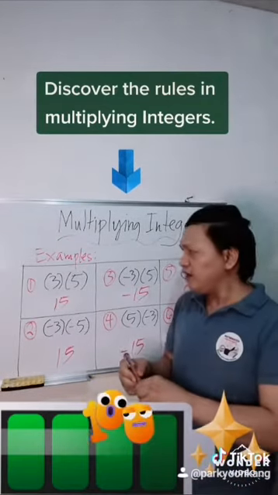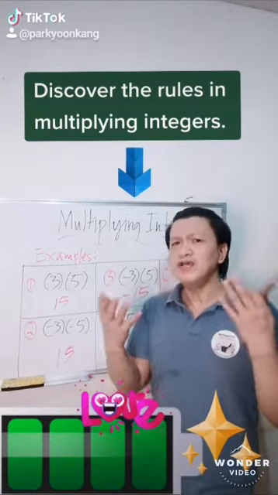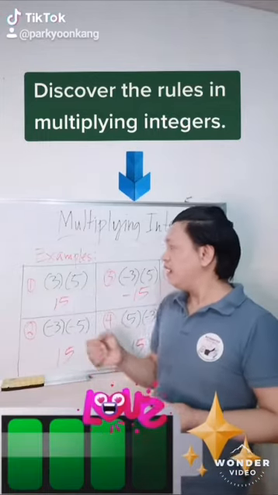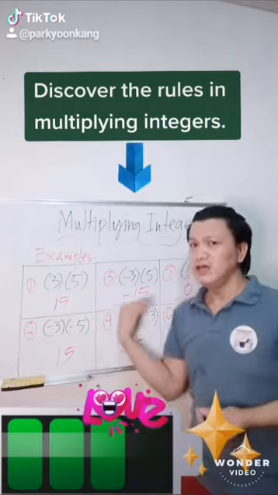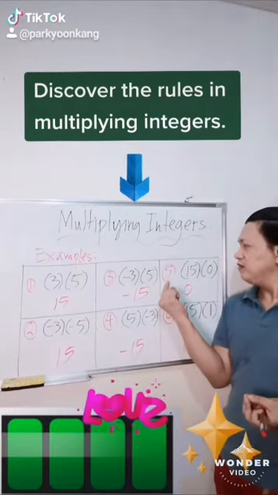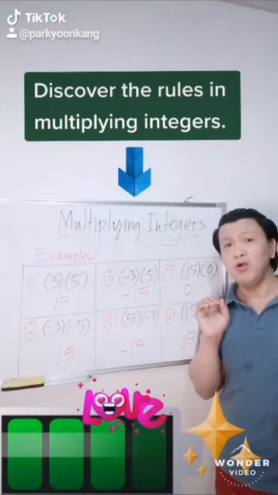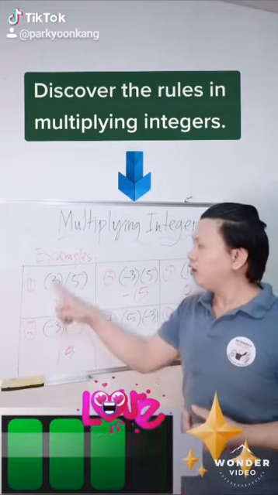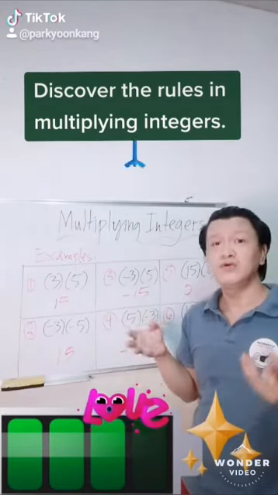And number 6, the product of 1 and 15 is simply 15. Now, given the examples, how are you going to define the rule in multiplying integers? Number 3 and 4, how are you going to define the rule? And number 5, how are you going to define the rule? There are only 3 rules. We have number 1 and 2, 3 and 4, and 5 and 6. They are the examples of those rules.